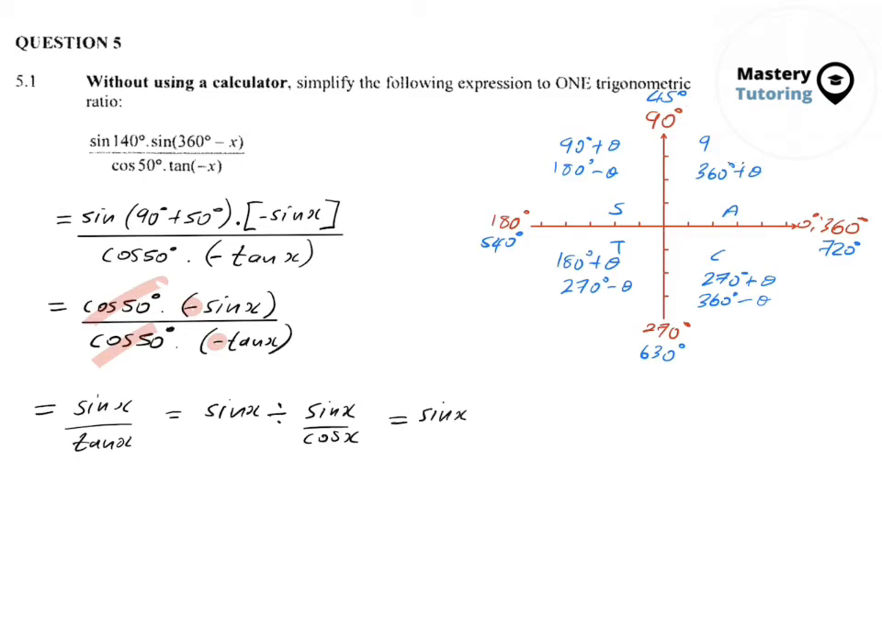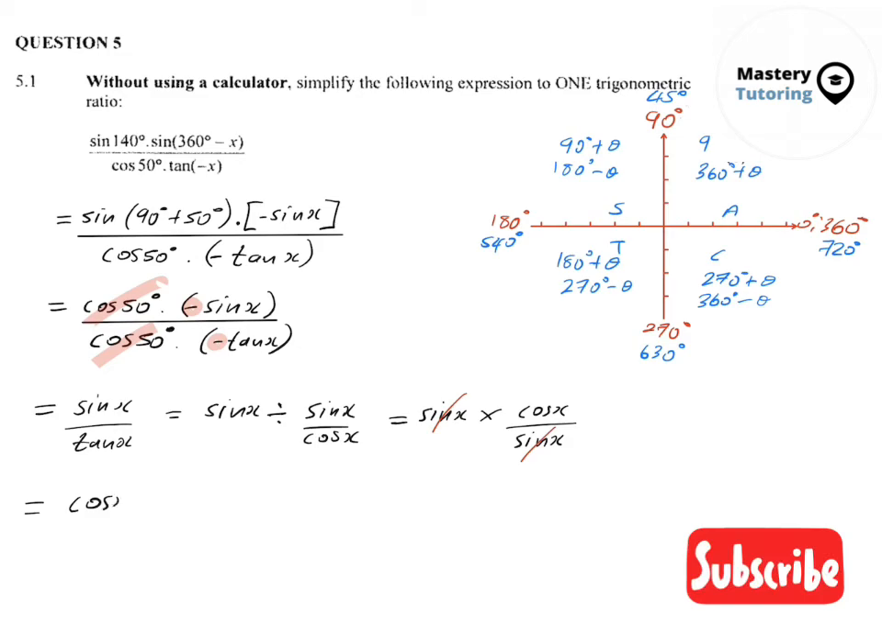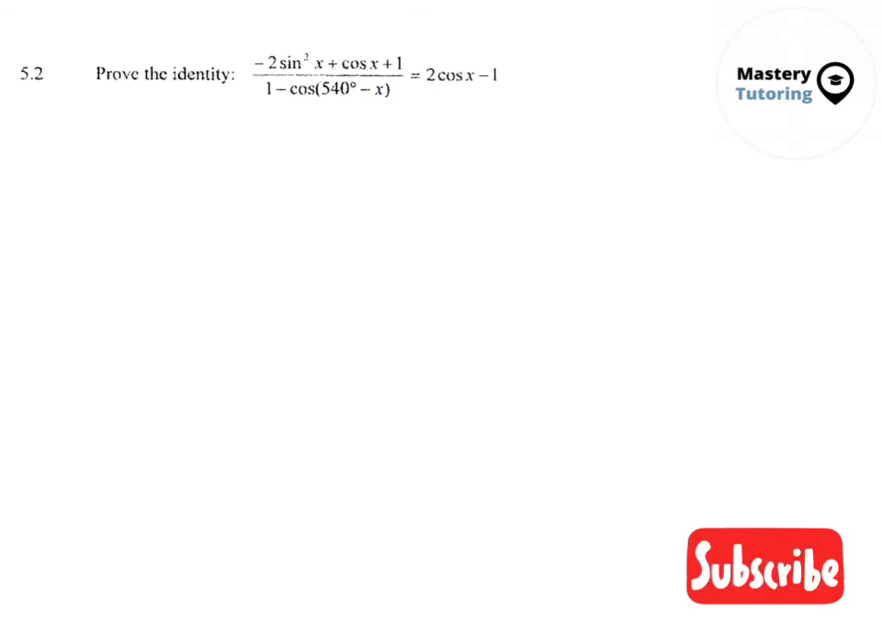And then this becomes sine x times cos x over sine x. And therefore, this sine and that sine will cancel out, and then you are left with just cos x. So our answer to this expression in its simplified form is equal to cos x. All right, we're going to proceed to the next question.